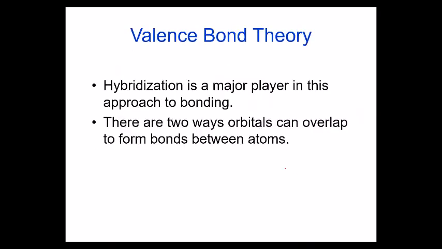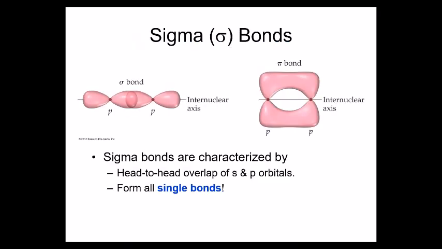Let's talk hybridization. Hybridization, valence bond theory. When the atoms are bonding and sharing electrons, some of their orbitals have to overlap in order for them to get close enough and be able to actually share those valence electrons. So there are two ways orbitals can overlap to form the bonds, and we're going to look at those ways.